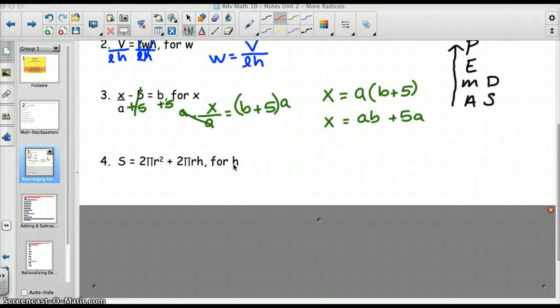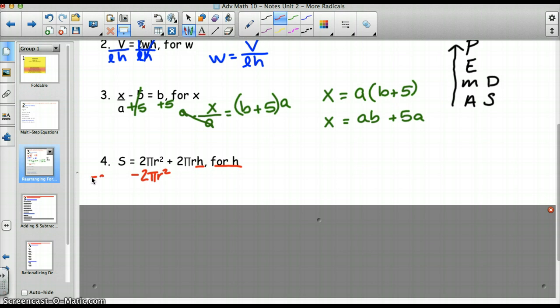Alright, on the next equation, we are solving it for h. So the first thing I need to do is figure out where the h is in my formula, and it's right here. So that means I'm going to have to get rid of all of this other stuff and move it to the other side of the equation. So again, looking at my order of operations, I'm going to start with anything that's being added or subtracted to that h. Right here I have 2 pi r squared that's being added, and it's a positive 2, so I need to subtract 2 pi r squared from both sides.